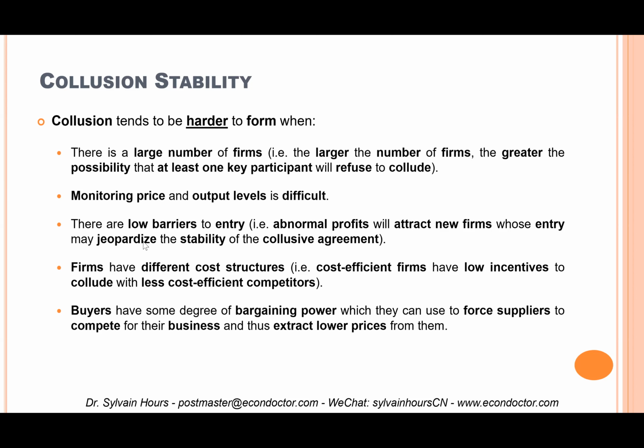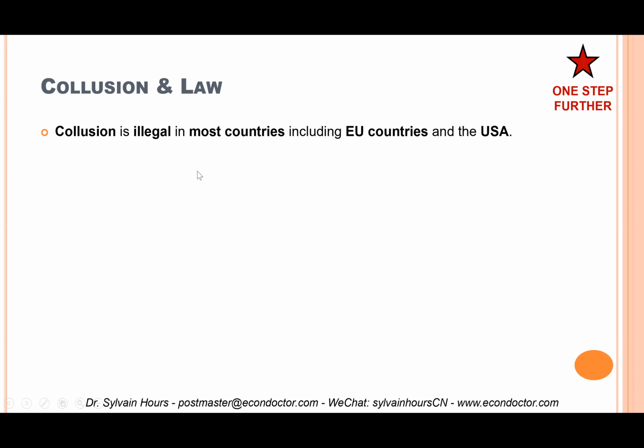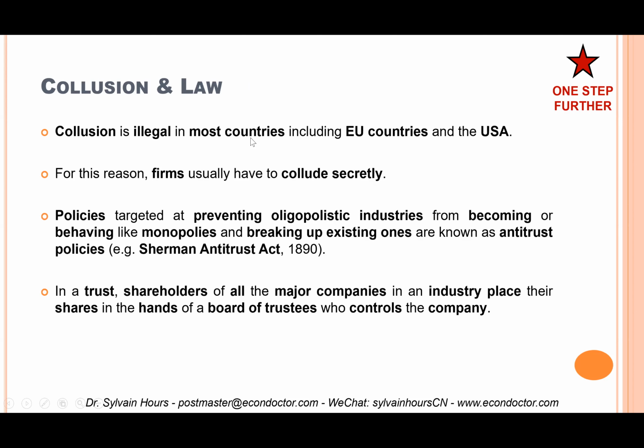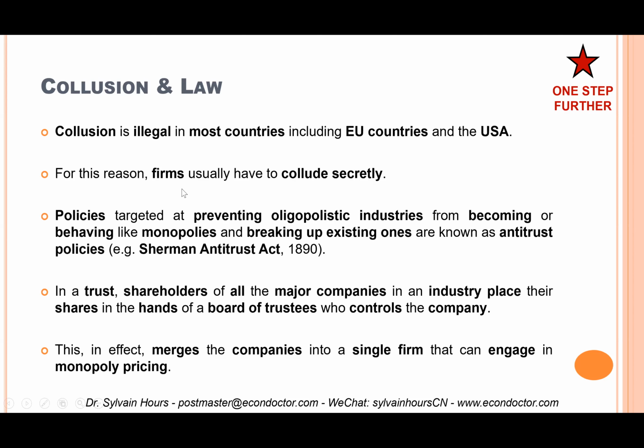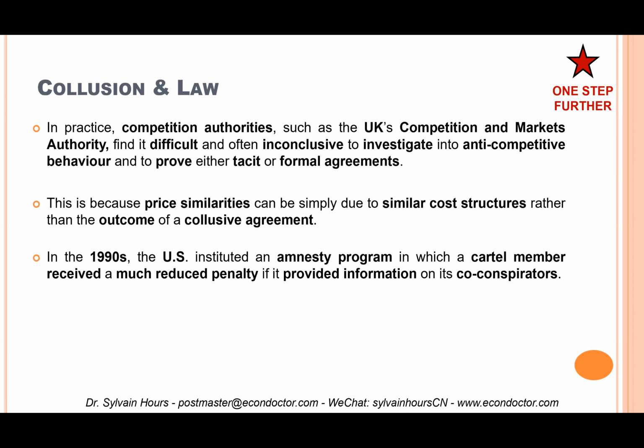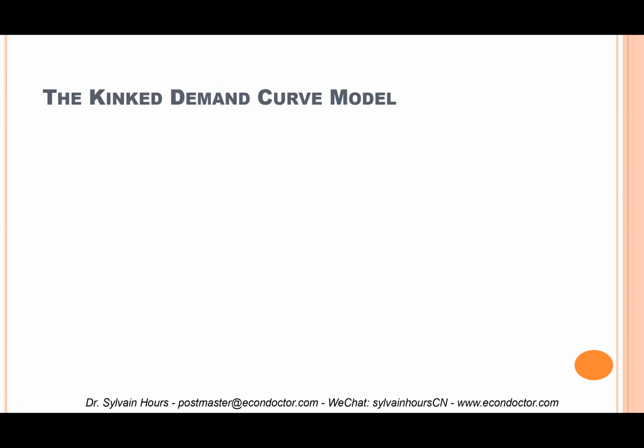about that. All right, then there are two slides about collusion and law, but I have used the one step further star because this is not tested in A2. This is actually tested in AP, but this is not tested in A2. So I removed those slides, which takes us to the last part of this topic on oligopoly about the kinked demand curve model. But before we start that, is there any question about collusion?